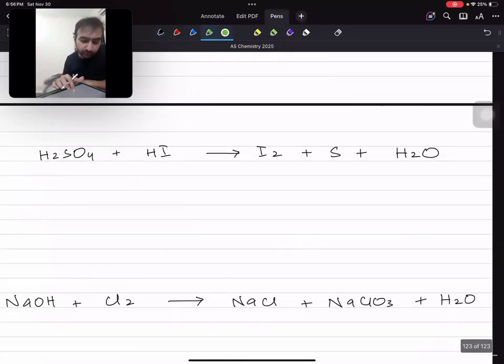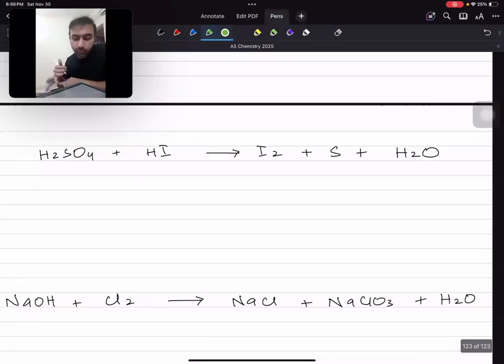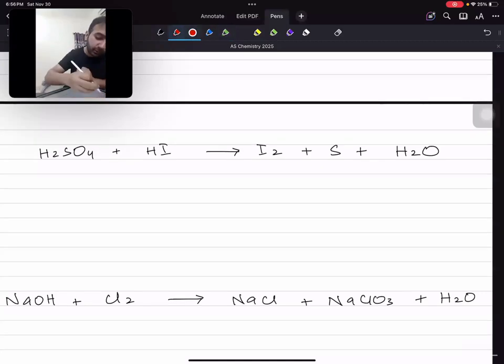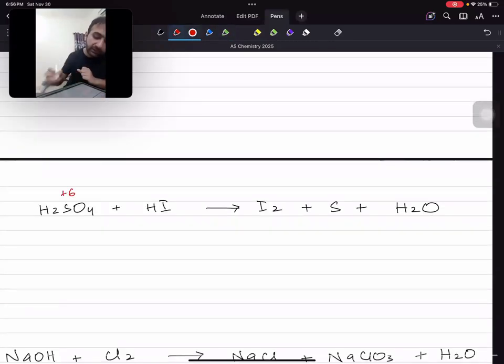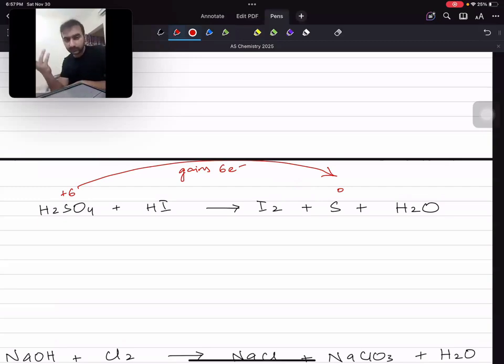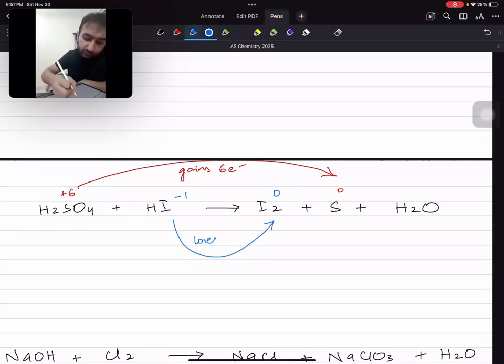Let's take one more example, H2SO4, HI, gives I2, sulfur, water. For example, sulfur we know is an oxidation number +6. And when it's pure sulfur, it's an element, it's becoming oxidation number 0. So each atom, one sulfur atom gains 6 electrons. When I look at iodide, it is changing from -1 to 0. So it loses 1 electron.